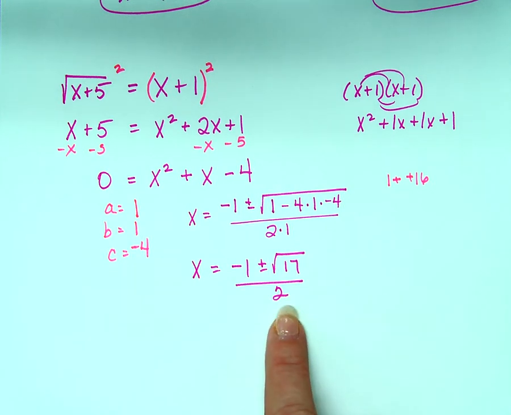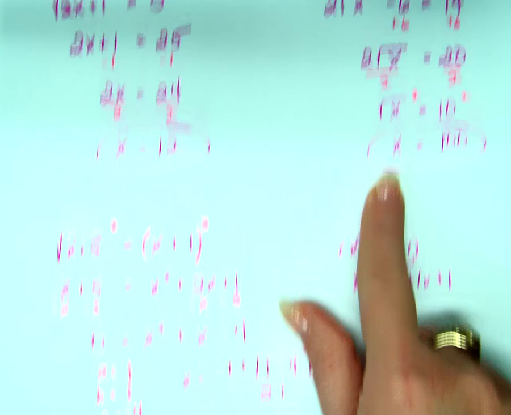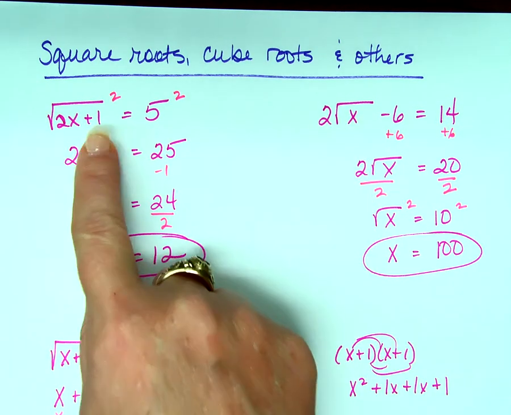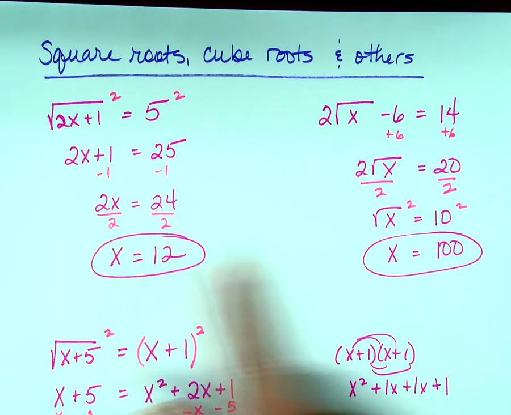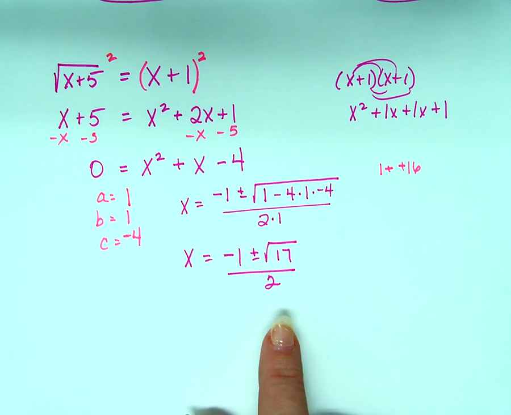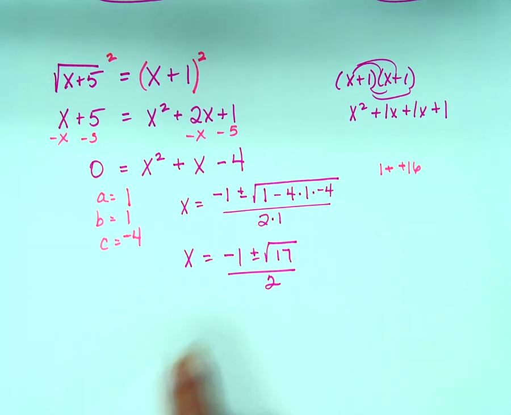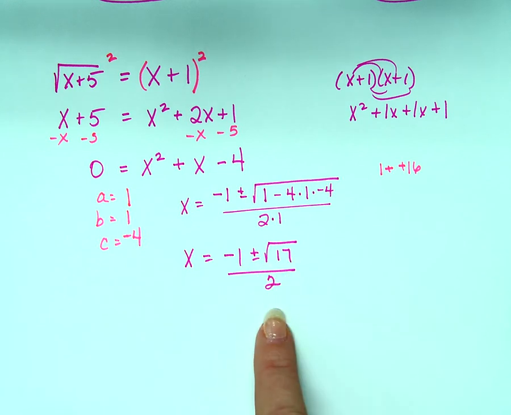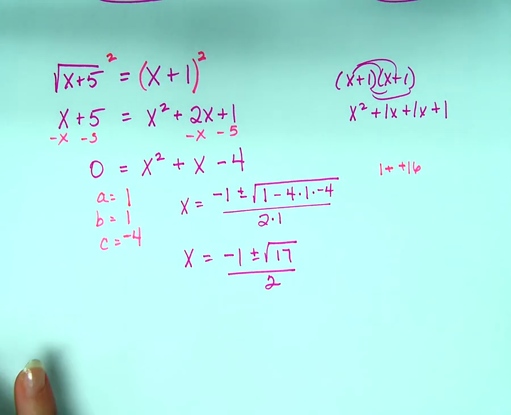So what was really important about these two answers is that I did what? Yeah, I plugged them back in, right, to check them to make sure they were right. Is it that important, really? Yes, we need to do that. Do you want to plug in -1 plus the square root of 17 over 2? Yeah, neither do I. That's a mess. So what I want to do instead is take my calculator out.